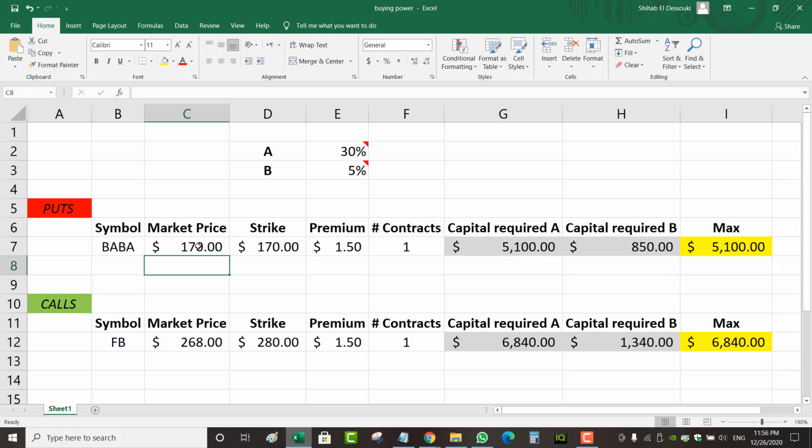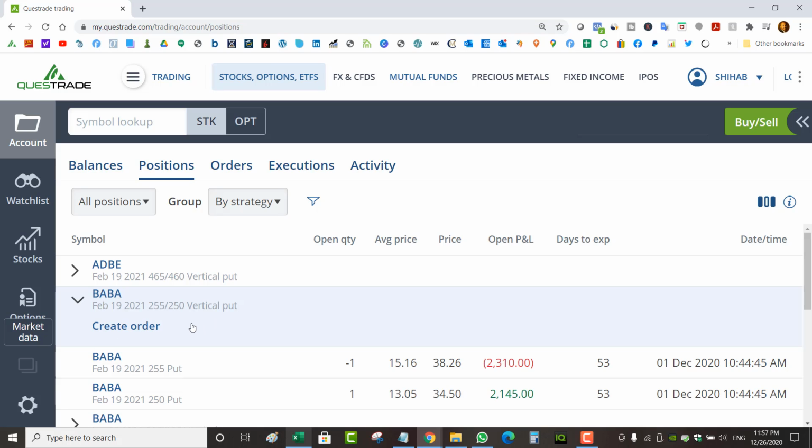But if that happens, which I think is unlikely, I think the most likely scenario is that BABA starts to go up. But if that happens, then I would just roll again to a further expiry and I could roll down. So I think that's the action plan that I'm going to take with this BABA put spread that's completely breached.